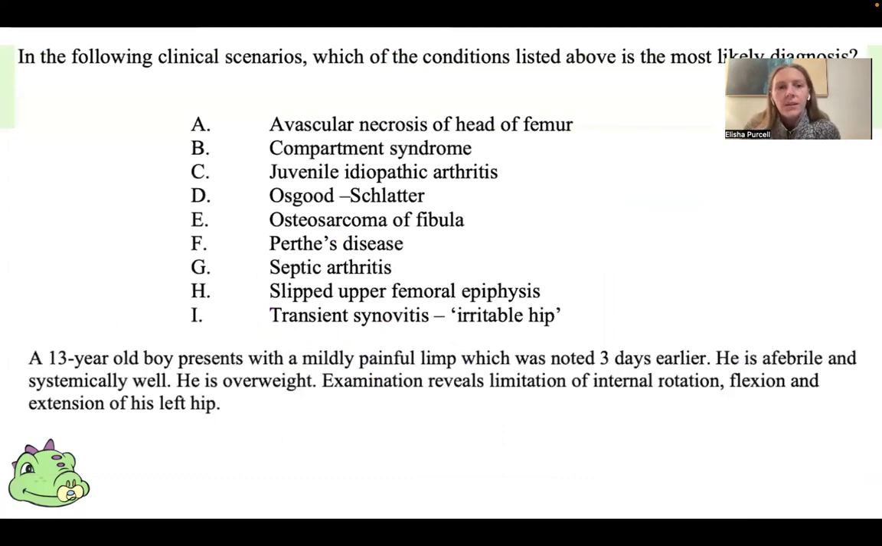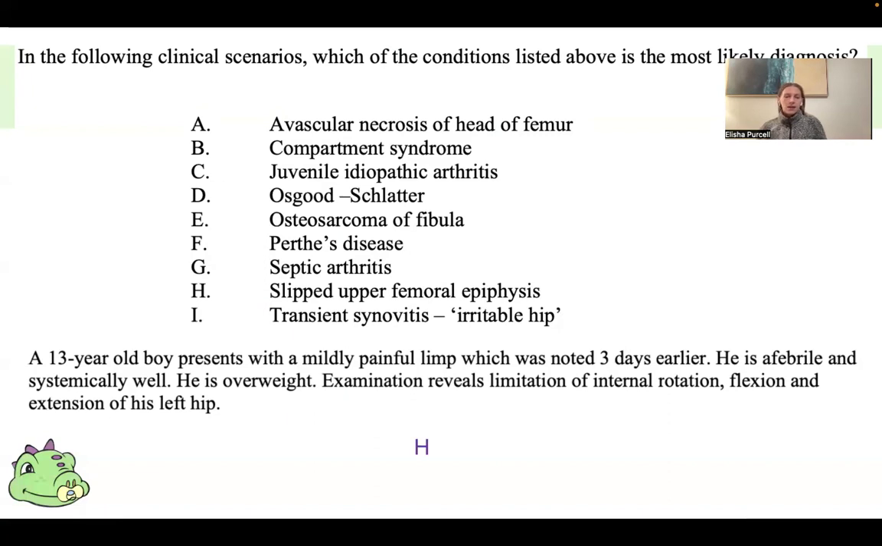So next question, in the following clinical scenario, which condition listed below is the most likely diagnosis? Got a 13-year-old boy presenting with a mildly painful limp, noted 3 days earlier. He's afebrile and systemically well. He is overweight. Examination reveals limitation of internal rotation, flexion, and extension of his left hip. So a few buzzwords here. Great job to anyone who did H, which is SUFE.